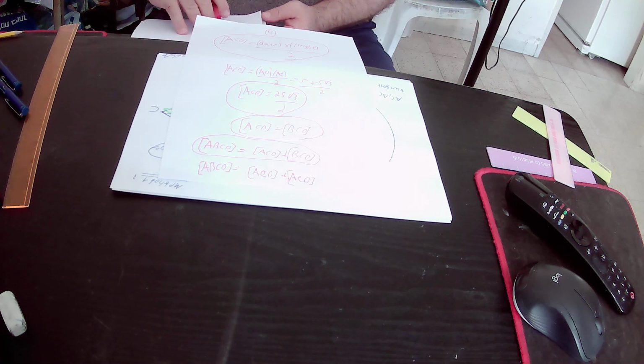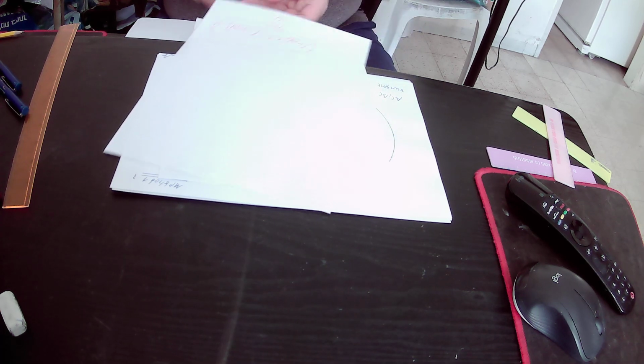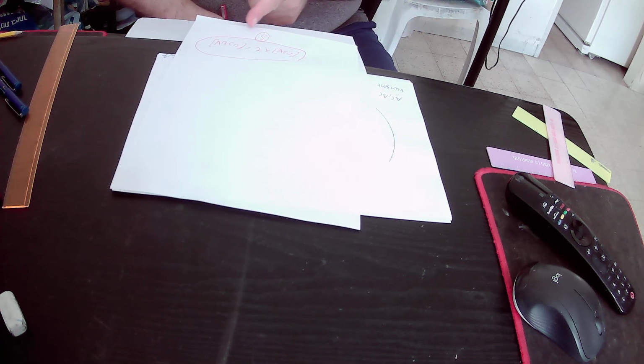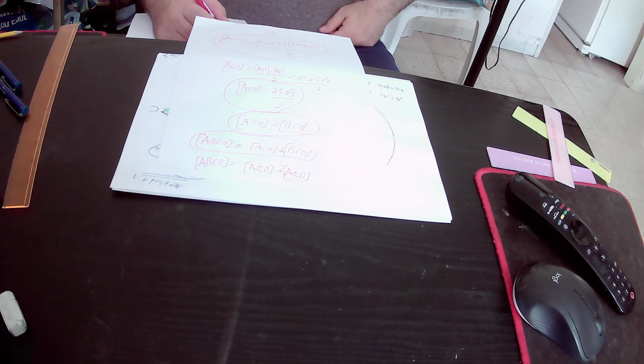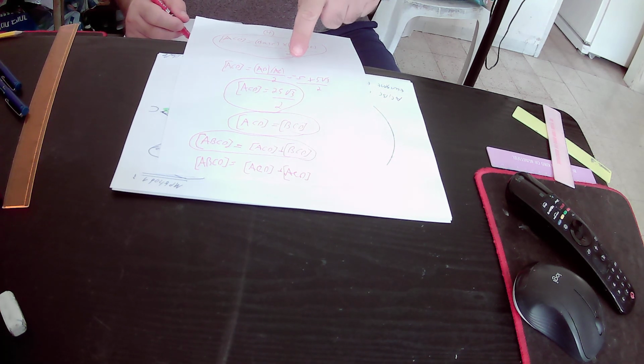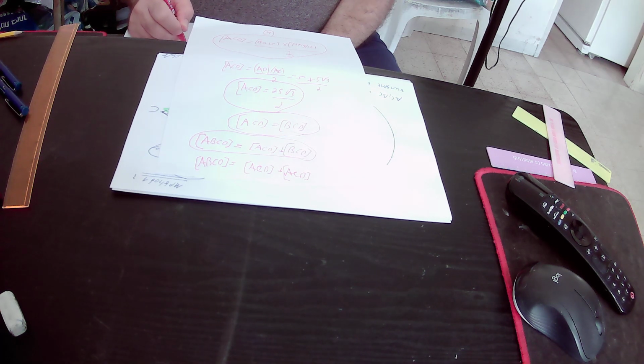Okay, the area of quadrilateral ABCO equals 2 times the area of triangle ACO. We have already found out that the area of triangle ACO equals 25 times root 3 over 2 square units. So the area of quadrilateral ABCO will be equal to 2 times the area of triangle ACO, that equals 2 times 25 times root 3 over 2.